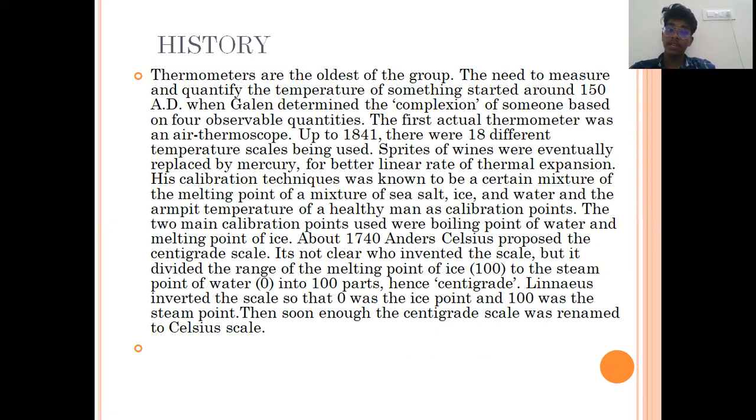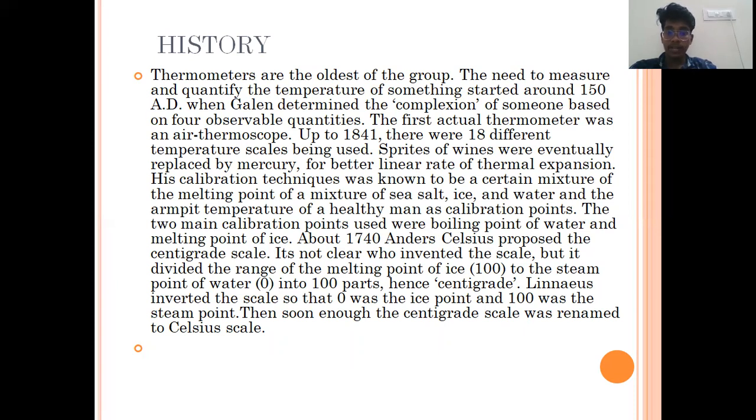Spirits of wine were eventually replaced by mercury for a better linear rate of thermal expansion. His calibration technique used a mixture of sea salt, ice, and water for the melting point, and the armpit temperature of a healthy man as a calibration point. The two main calibration points used were the boiling point of water and the melting point of ice.